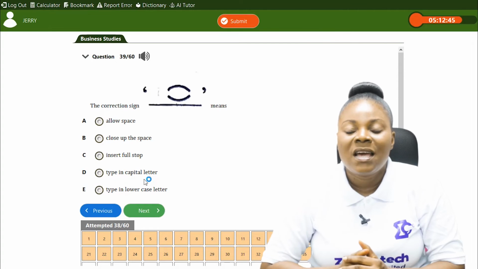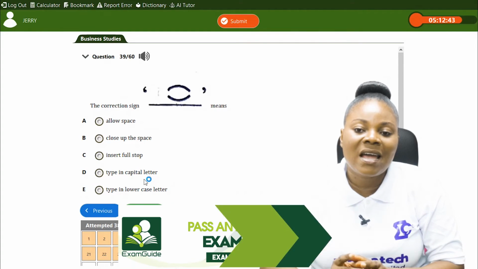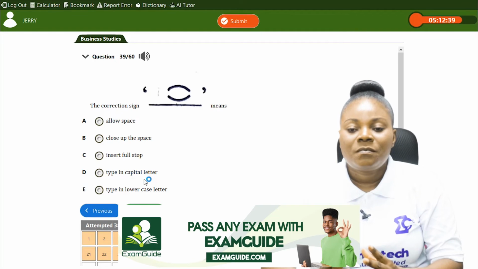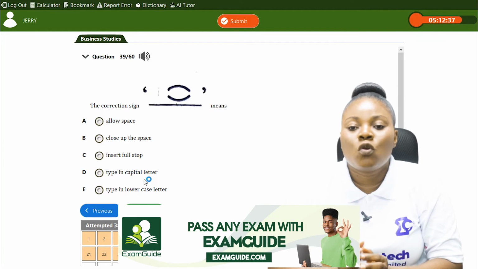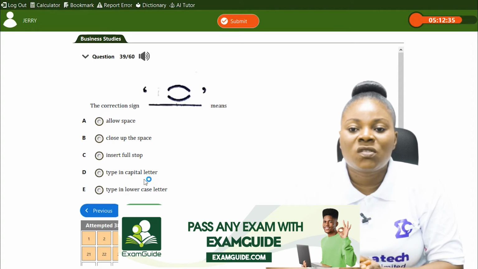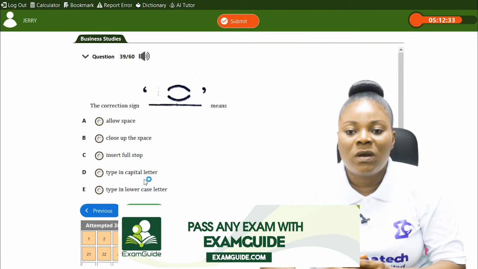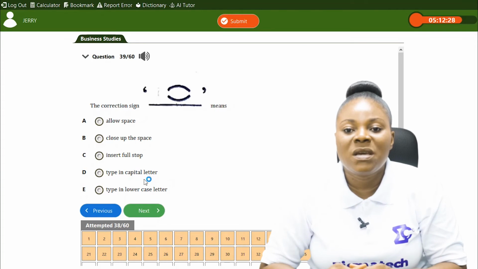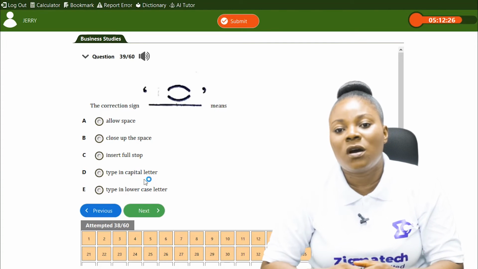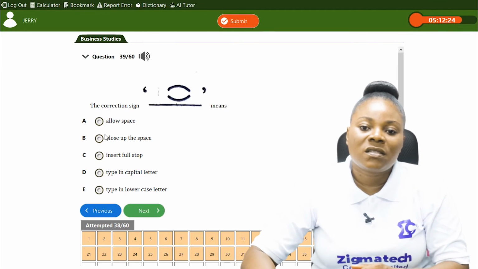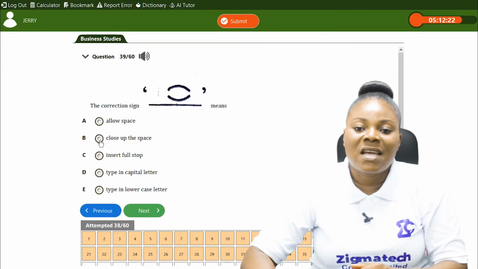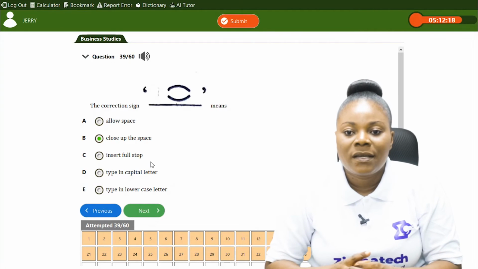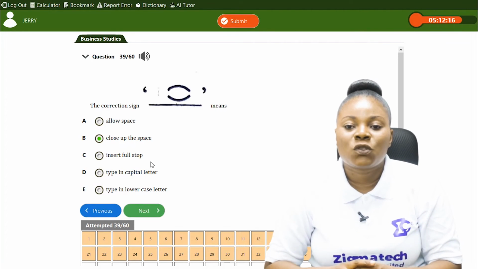When you see the sign, usually placed in between two words, it means close up. When you see this shape like the shape of your lips, it means close up, and it is a correction sign. So the answer is option B. It means to close up space.